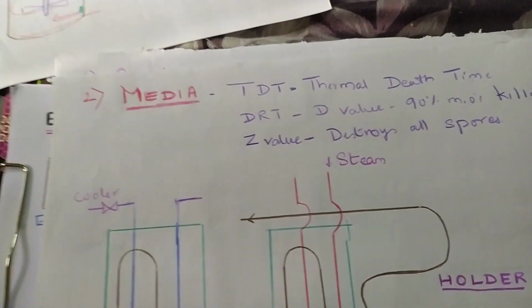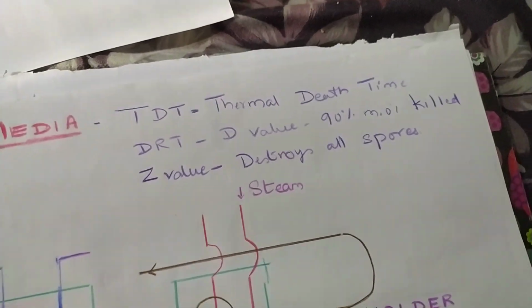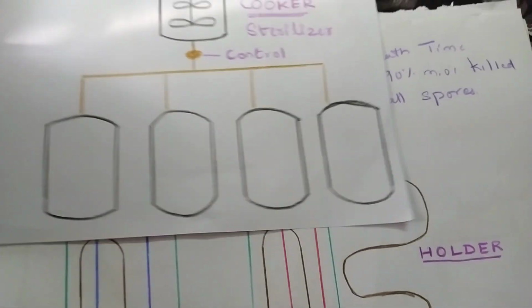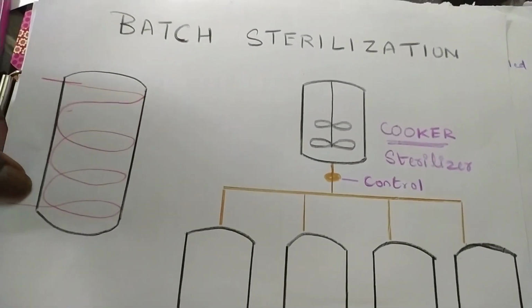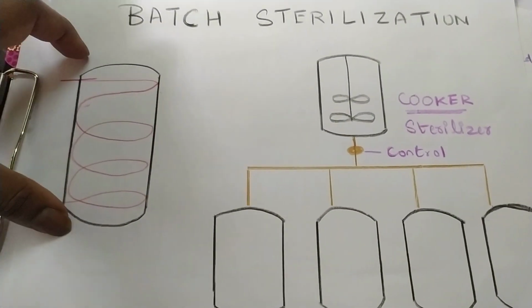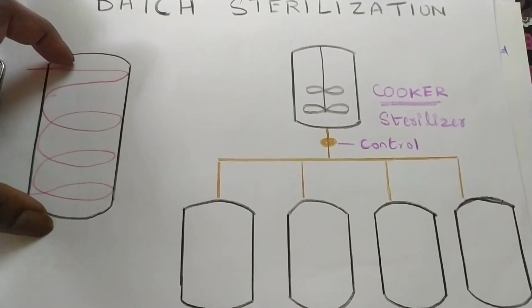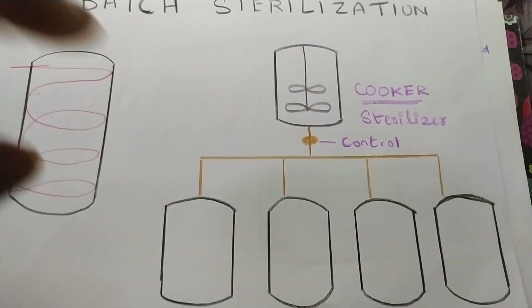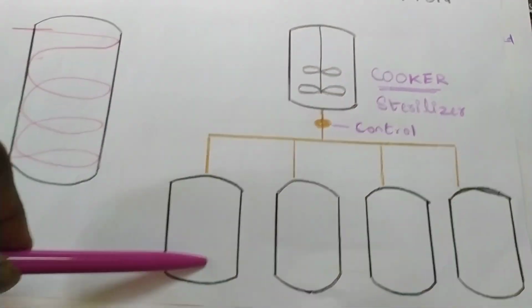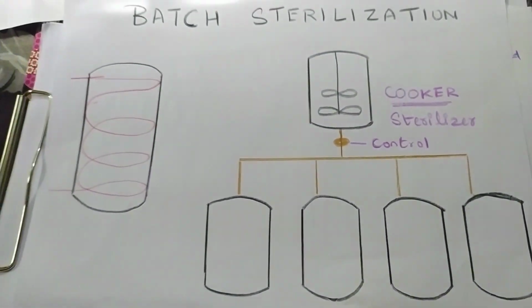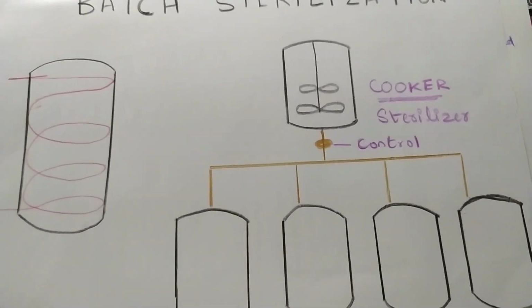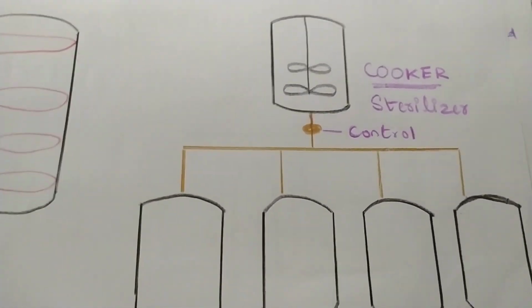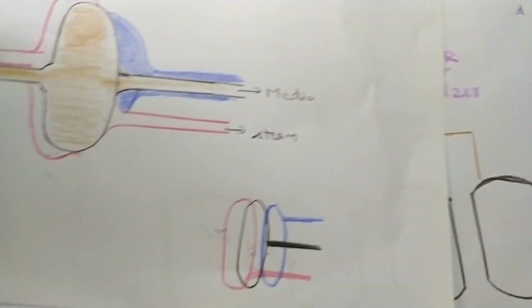I just wanted to bring it back as a highlighter, just as a revision. I think I discussed this in the last class. The media is sterilized in the bioreactor, or sterilized in the cooker and then brought into the bioreactors. These are all very important parts of the industry. And spiral heat exchangers. This is a spiral heat exchanger.